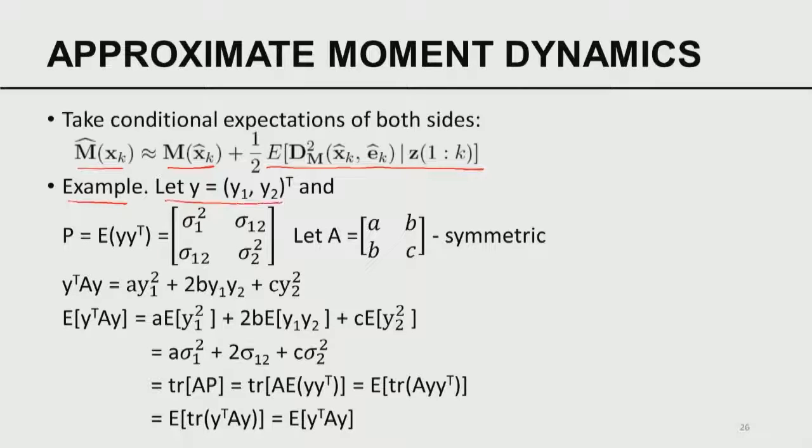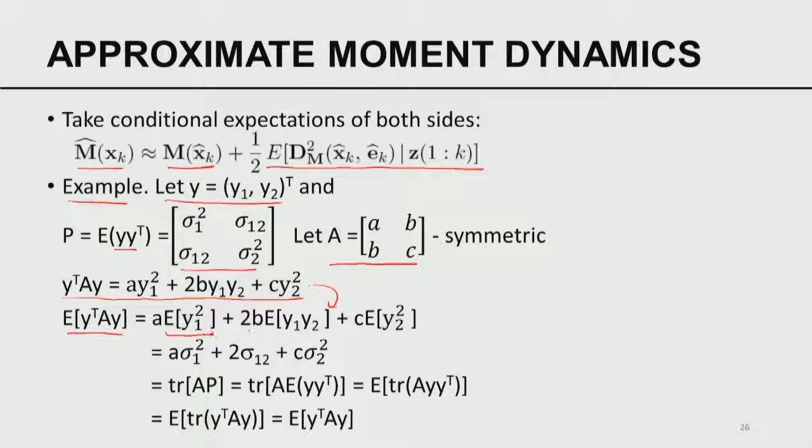Let y be equal to y1 y2, and let the covariance of y, given by the expected value of y y transpose, be given by this matrix. Let us also assume A is a matrix which is symmetric. So y is a random vector with this covariance matrix, A is a symmetric matrix. I am now considering the positive definite quadratic form, which is y transpose A y.